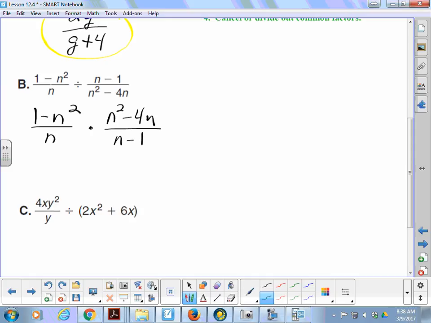So copy, change, and flip, factor, simplify. So I start with a copy, change, and flip. Now this is 1 minus n and 1 plus n. This is the difference of two squares. These two have an n in common, so I take out an n. I'm left with n minus 4.